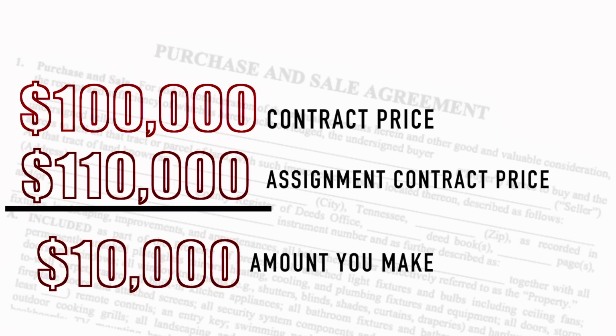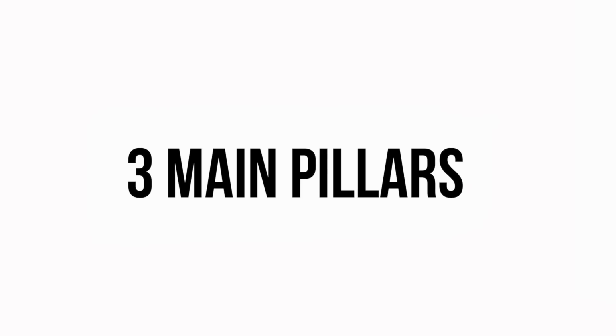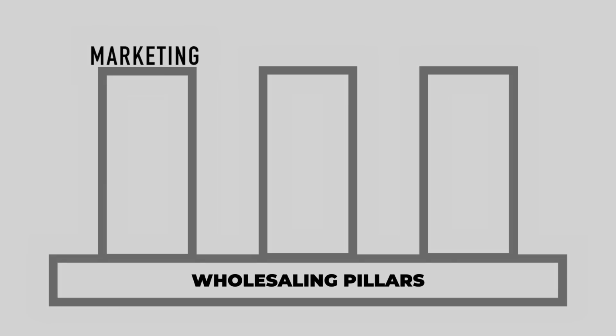All right, so the overall strategy to wholesaling is built on three main pillars. You got marketing, which is finding undervalued properties, putting a home under contract, and then lastly, assigning that contract to a cash buyer. All right, now let me walk you through exactly how this process works. All right, number one, it all starts with marketing. Now, your goal is to find motivated sellers and undervalued properties through a variety of techniques.